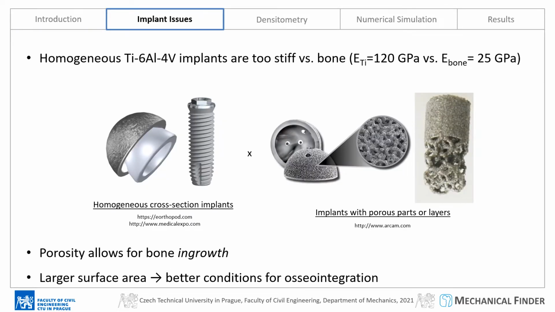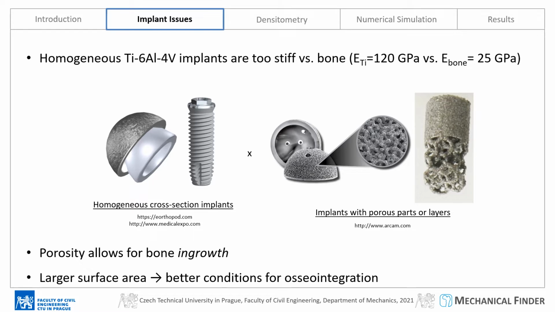On these two figures, we can see the main differences between the homogeneous and the porous implants. The homogeneous implant on the left has a modulus of about 120 gigapascals if it's made from titanium or its alloys like Ti6Al4V, and the implant on the right has a modulus that is about 1 or even 2 orders of magnitude lower, which suits the material properties of bone much better, as bone has a modulus of about 25 gigapascals at the highest, and usually it is even much lower.